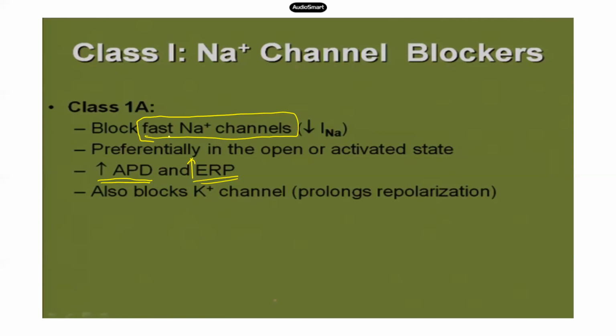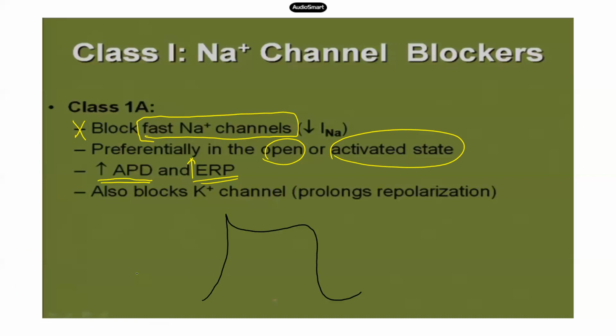So the first bullet point about class 1A drugs is that it blocks the fast sodium ion channels. It preferentially binds and blocks the open or inactivated state that we have already discussed. Now, let me show you with the help of a diagram. Imagine this to be a normal cardiac action potential of a fast response fiber.